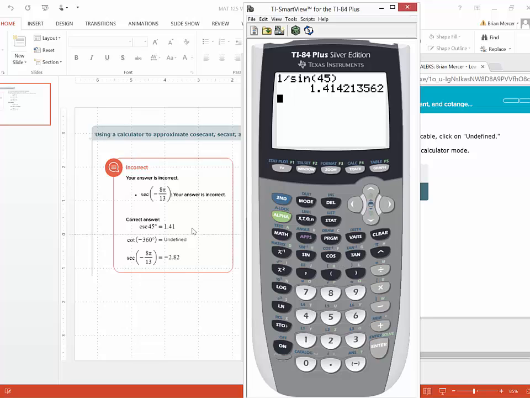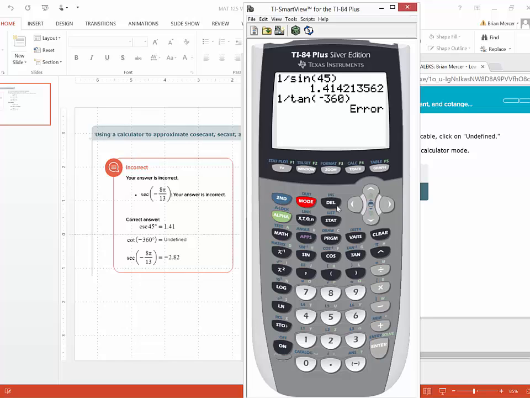Cotangent, that's 1 divided by tangent of negative 360. Parentheses, so there is going to be the cotangent, and there's our error, divide by 0, so that tells us that it's undefined. That's the reason why it's undefined, so that's something to be aware of, what that means.